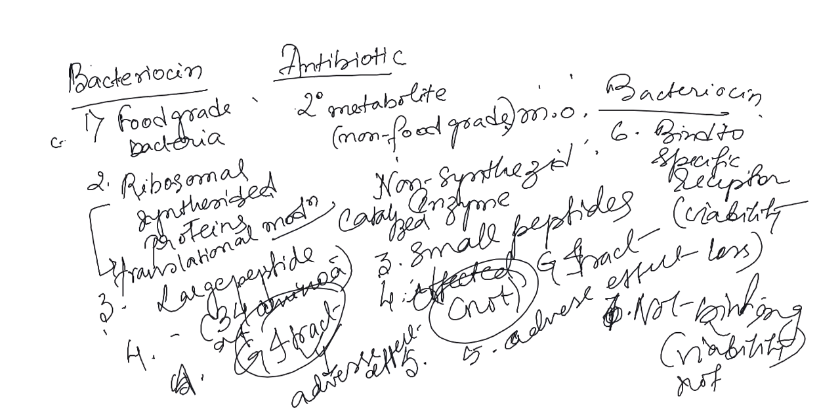Okay, so if I say here what are the things happening: bacteriocin is food grade, antibiotic is non-food grade. Bacteriocin is ribosomally synthesized, antimicrobial is not ribosomally synthesized. Then, as per structure, bacteriocin is a small peptide, so it will have more surface area to get diffused through, and it will be okay. Then the GI tract will not be getting affected.